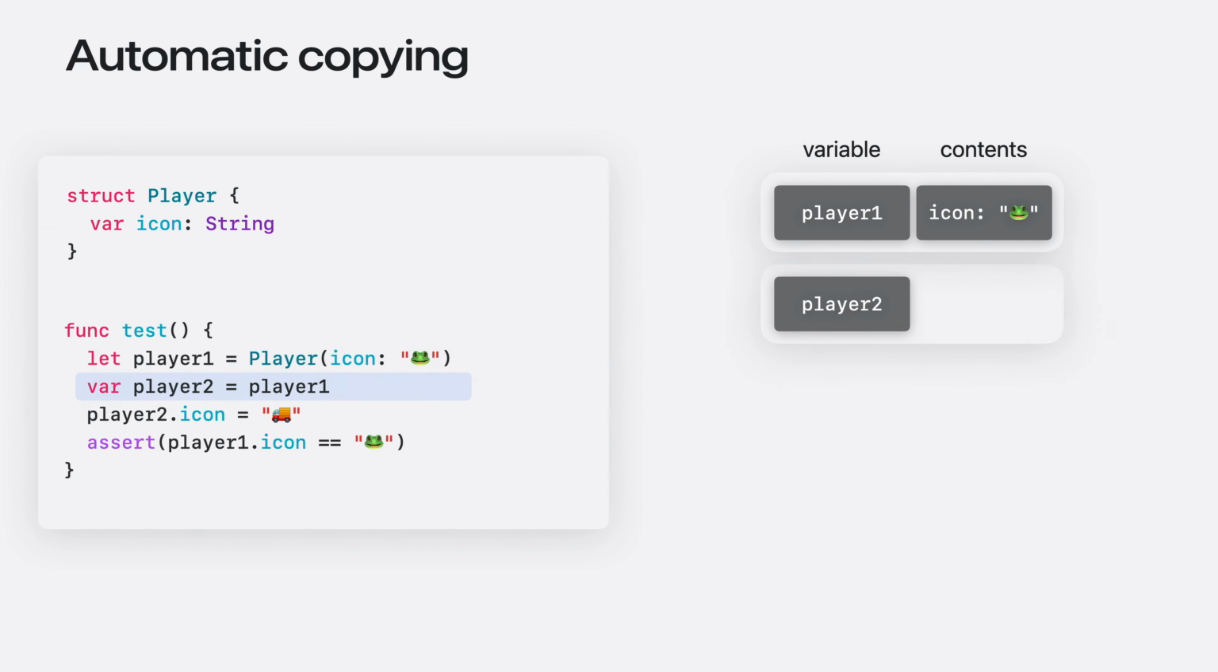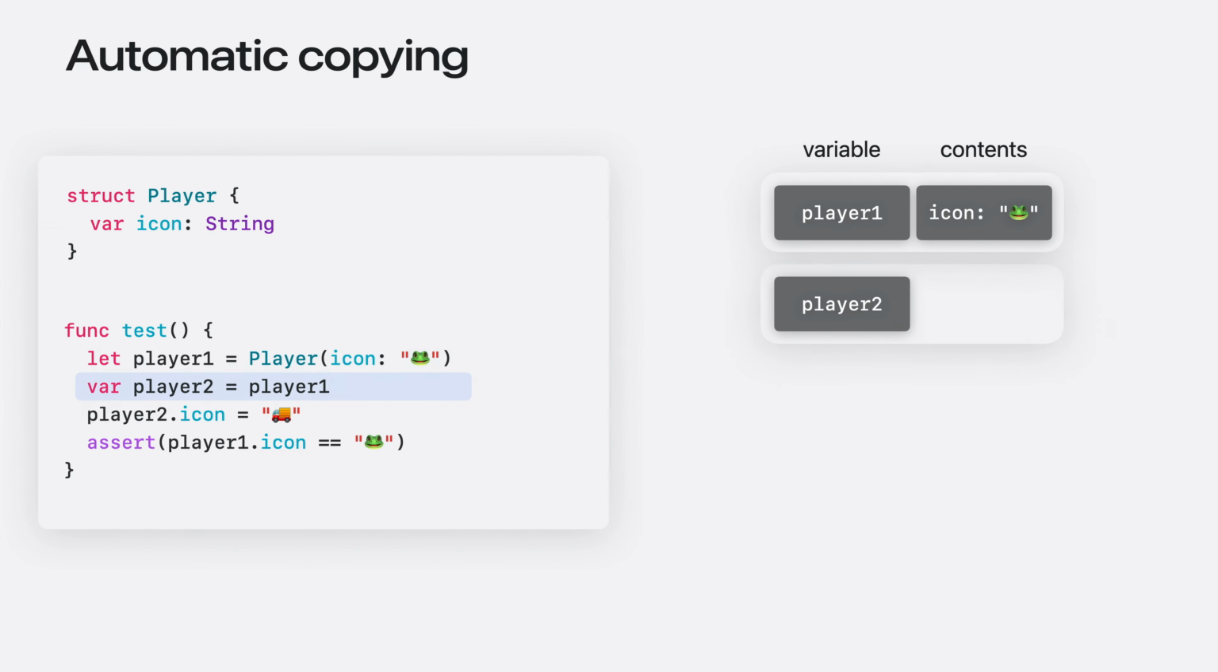When you copy a variable, you're copying its contents. So, when I change the icon for player 2, I'm changing a player that is independent of player 1. I didn't even have to think about copying or destroying values. Swift takes care of it.